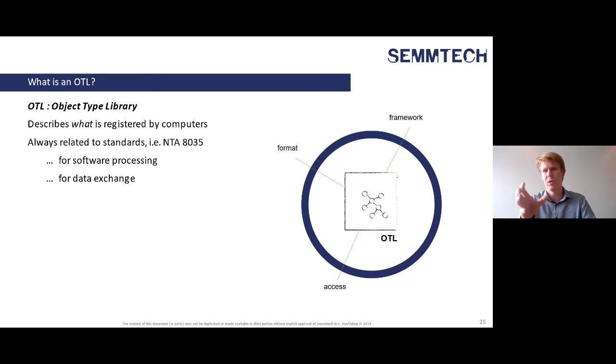It's always related to a standard, for example, the Dutch NTA 8035 standard, because then we all collectively know that when we say that something is a physical object, then we all know what a physical object is. For example, a lamppost is a physical object, whereas pouring concrete is an activity, right? Not a physical object. And if we relate to a standard, then we can all understand one another when we're talking about something which is a physical object.